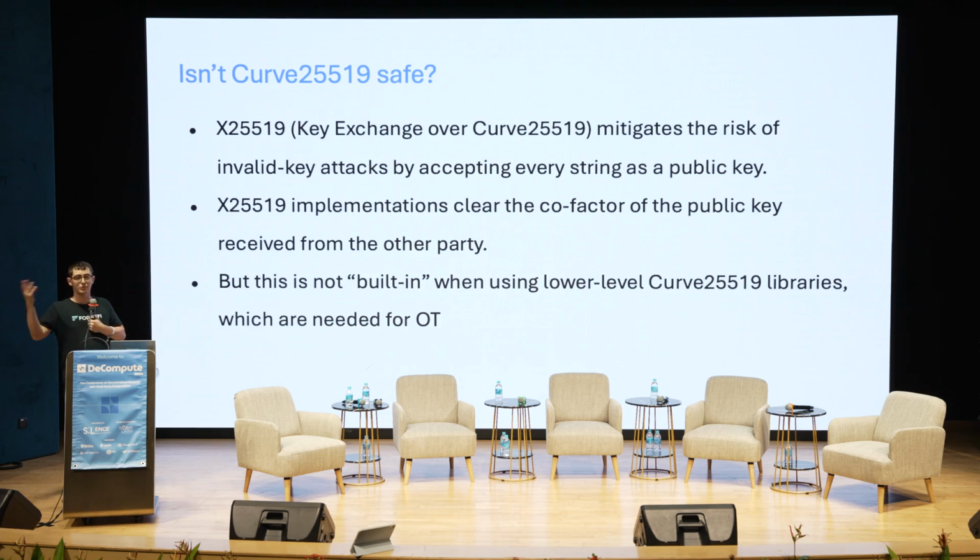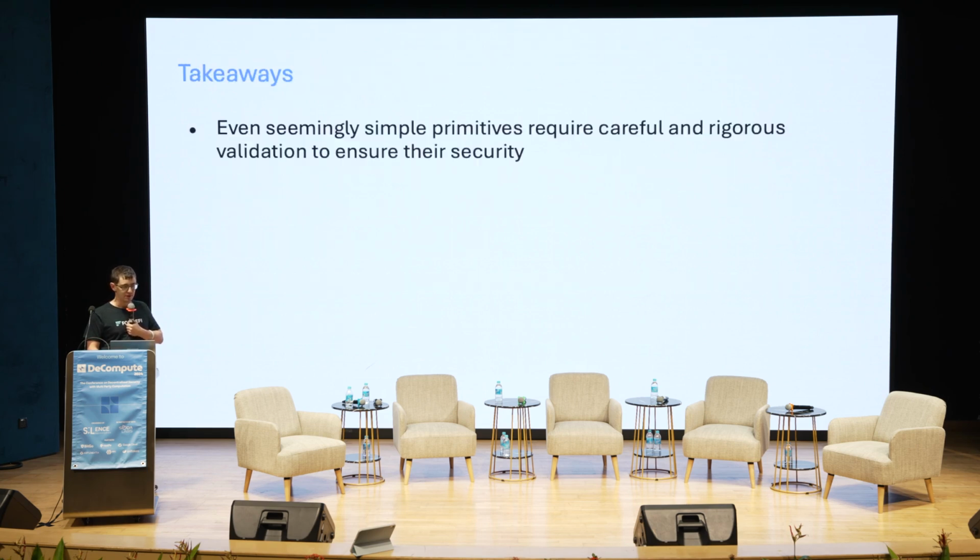And when you're building other cryptographic protocols that use the lower level primitive of the curve, you don't get this for free, and you need to make sure to handle this. And I think this is one important lesson to keep in mind. In terms of takeaways, one takeaway is that there are some protocols that are perceived to be simpler, but you cannot be too careful. You always need to do rigorous validation, even on the most basic primitives.